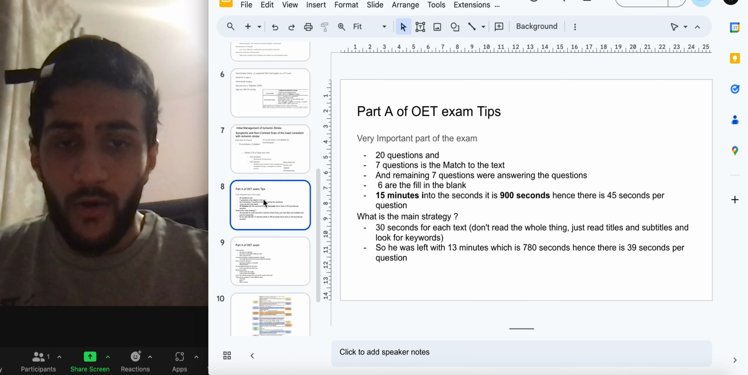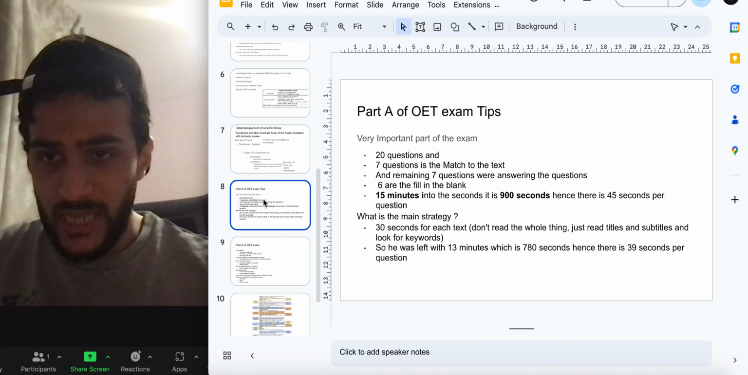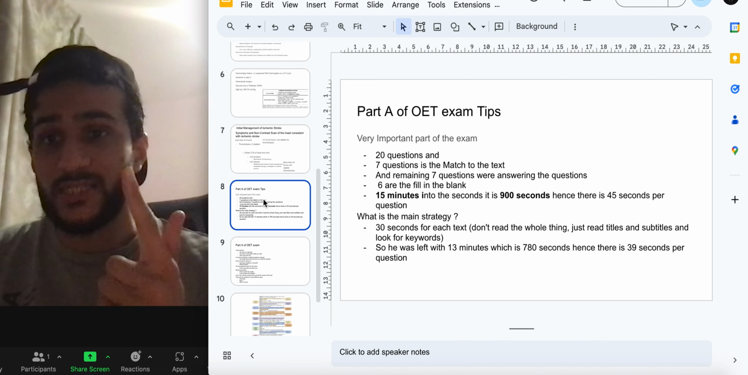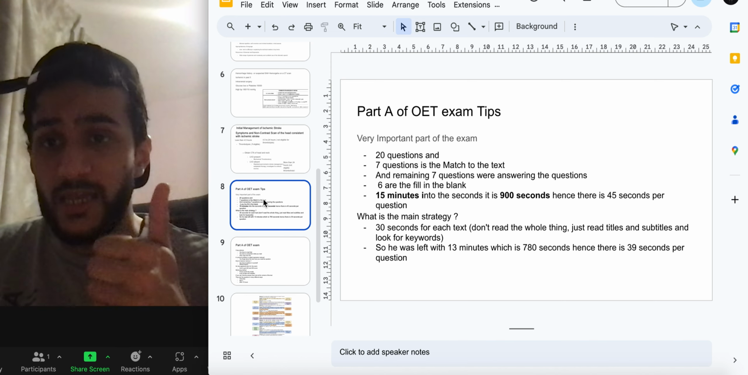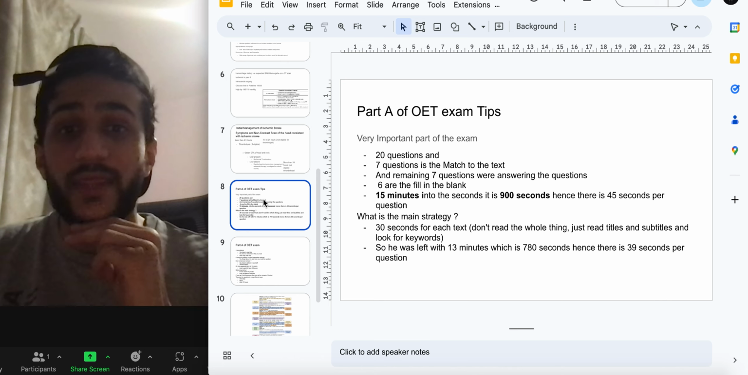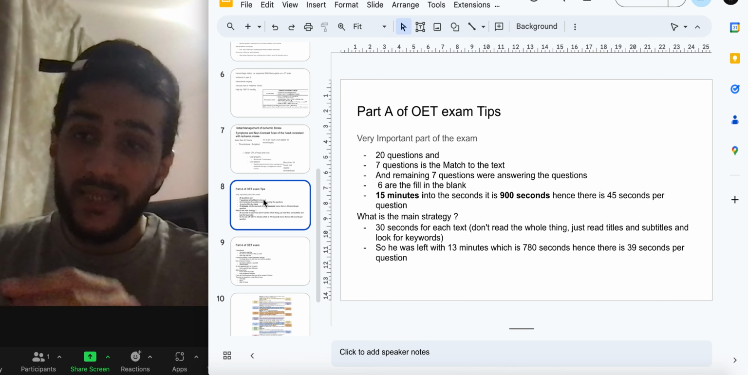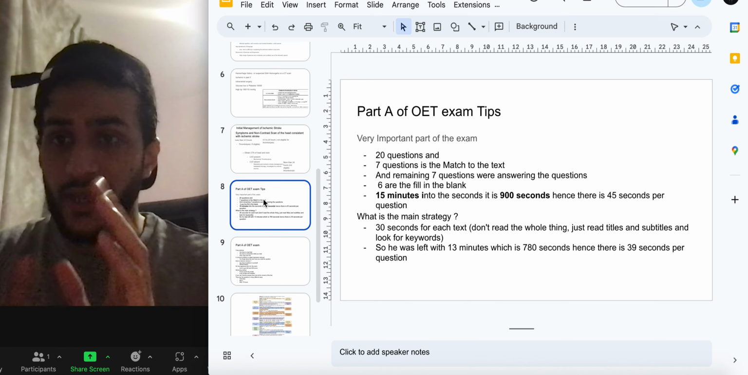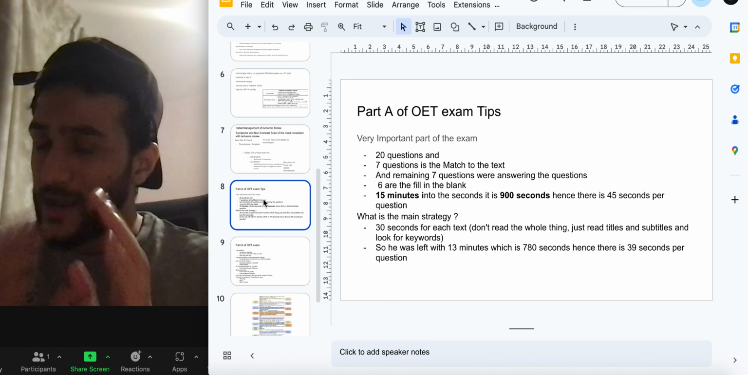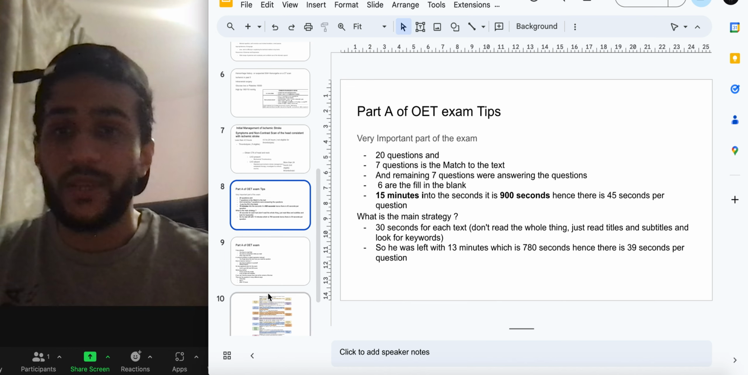So you have 30 seconds to scan each text. Just read keywords, titles, and subtitles. Look at these main things: keywords, titles, and subtitles. Then you'll have 13 minutes remaining, approximately 780 seconds, which is approximately 39 seconds per question. So know that you have 39 seconds per question, and you want to work at that rate.